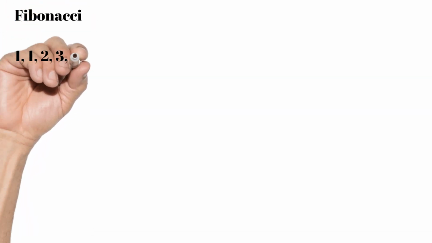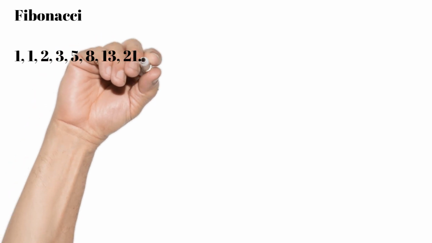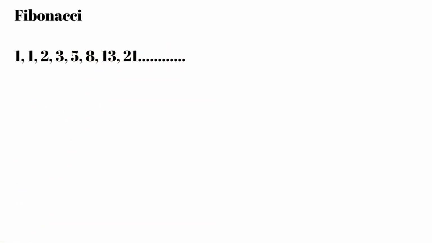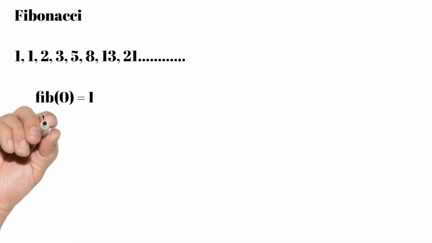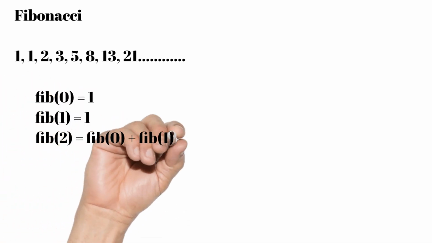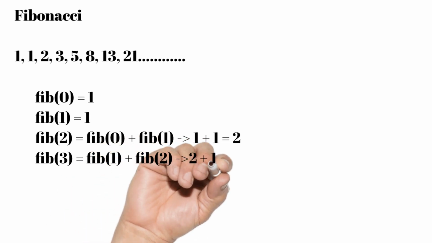This sequence is a puzzle where each number is the sum of two preceding numbers, starting with 0 and 1. You add them to get 1, and add 1 and 1 to get 2, and so on. But how do we generate these numbers using recursion?